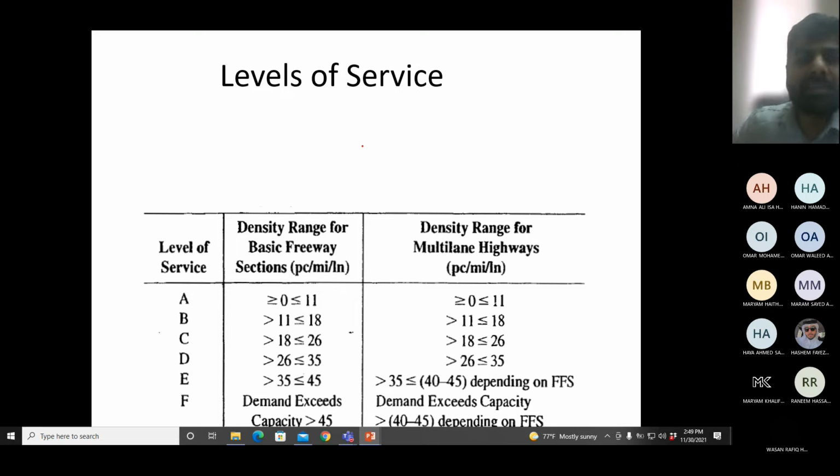These are the ranges of density which they have used for plotting those lines. The maximum for A is 11, then more than 11 till 18 is B, more than 18 till 26 is C, and so on. And last one, as I said, at capacity it is 45.